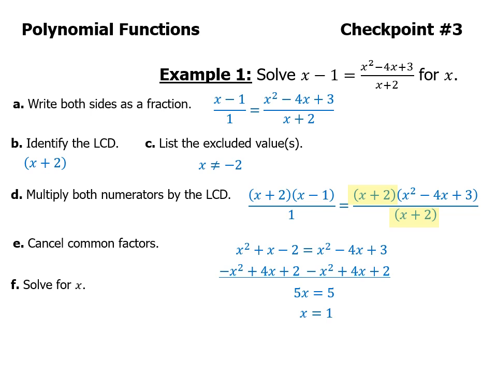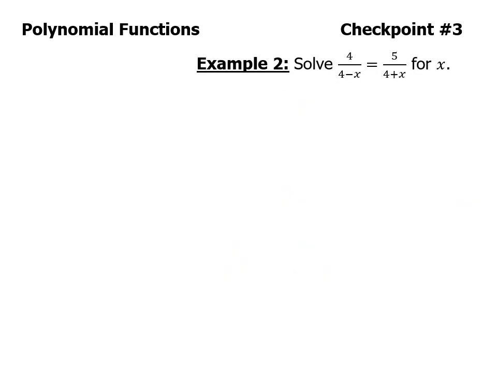This is not an excluded value, so if I plug it back into the original, I should get left side equal to right side. On the left side, when I plug it in, I get 0, and then on the right, 1 minus 4 is negative 3, plus 3 is 0. Also, 0 divided by 3 is still 0. So it works.